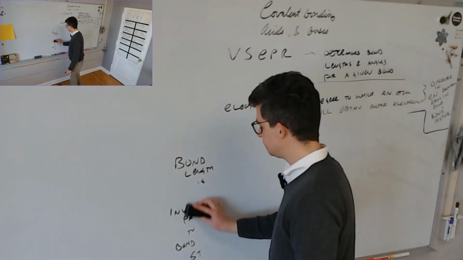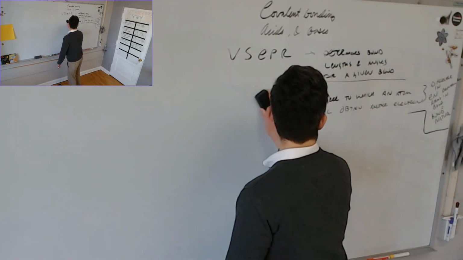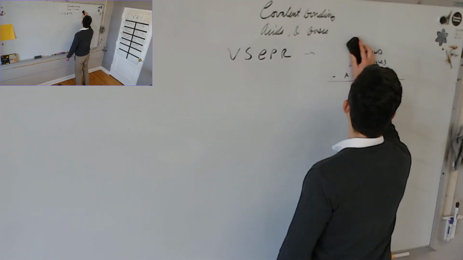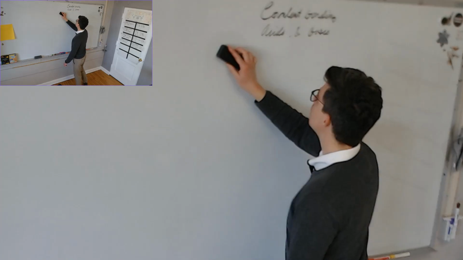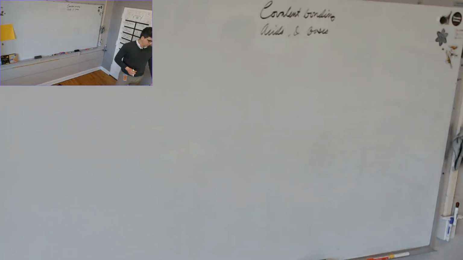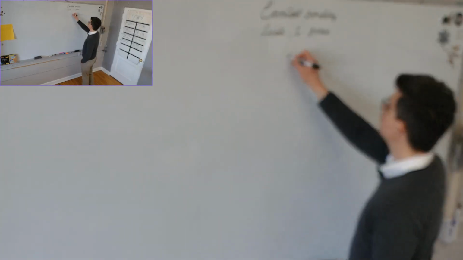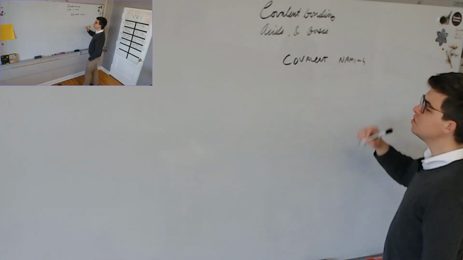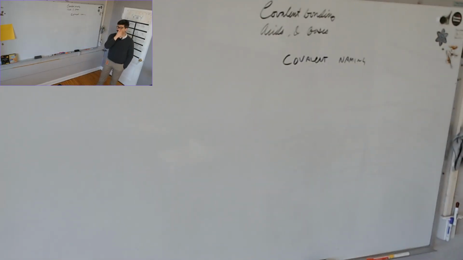Okay, valence shell electron pair repulsion theory. We're going to name these guys now. Covalent naming. Usually considered by most people a lot easier than ionic naming.